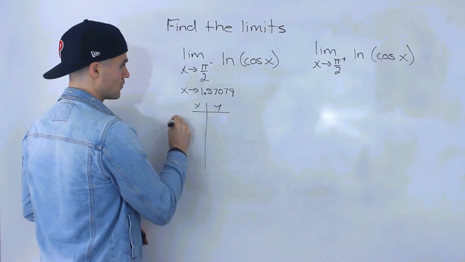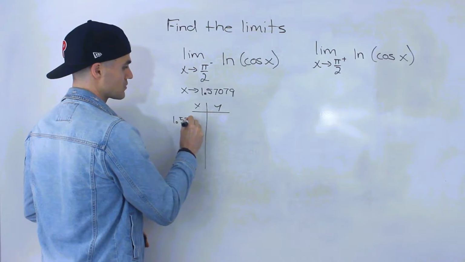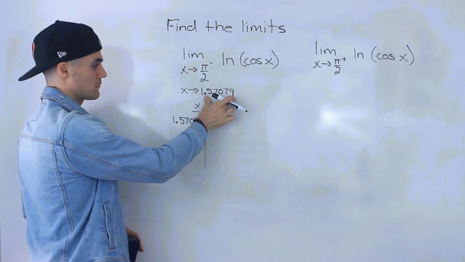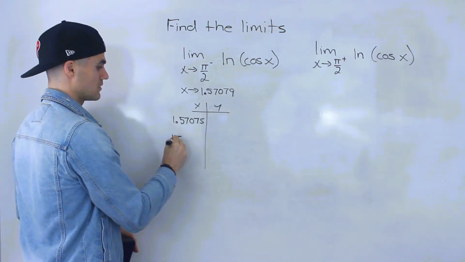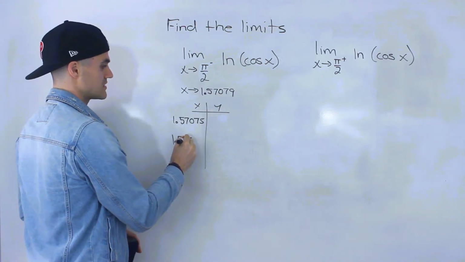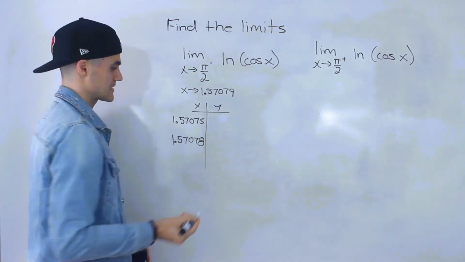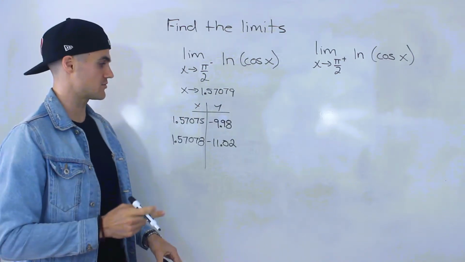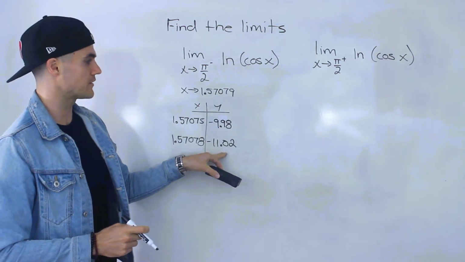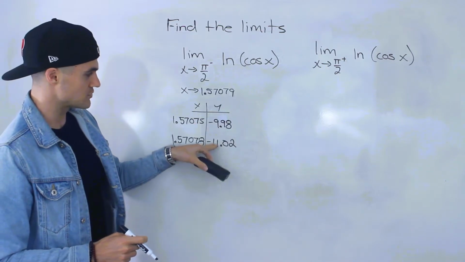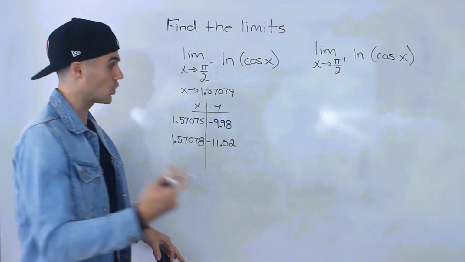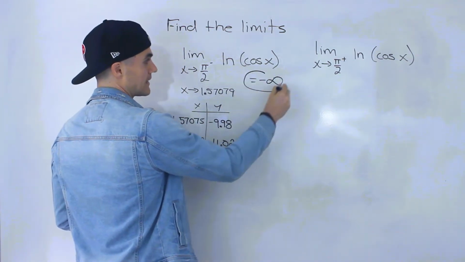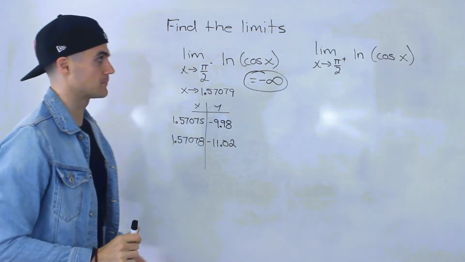So notice that the last two figures are 7, 9. So how about we choose something like 1.57075? That's pretty close to the left of this number. And then we could even get closer, 1.57078, let's say. If you take those values and plug them into this function, making sure that your calculator is in radians, you get these respective y values here. Just from these y values, you could tell that the y values are going towards negative infinity. And so that is the answer for this first limit here.